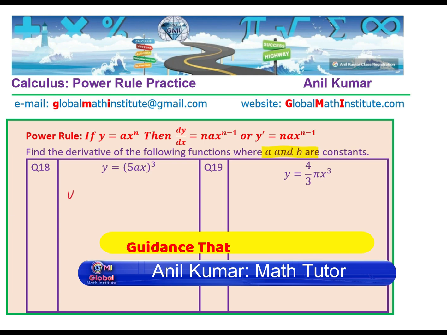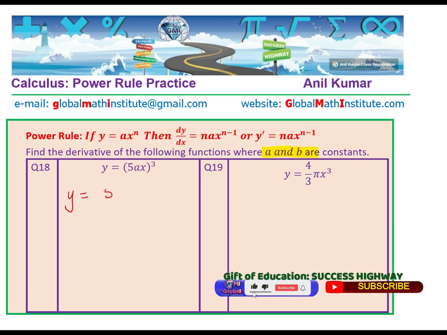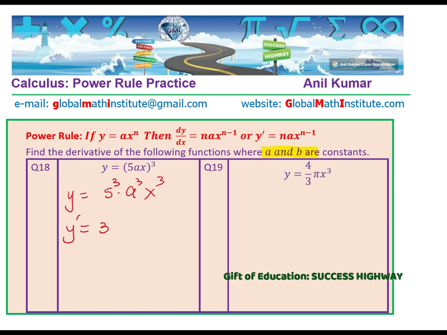We get y equals to 5 times 3, right? Or you could just expand it, right? So this is basically 5 cubed, right? Let me rewrite this as 5 cubed, a cubed, x cubed. You see, all those are constants, correct? So the derivative basically is 3 times 5 cubed times a cubed times x squared, right? So x to the n minus 1, right?